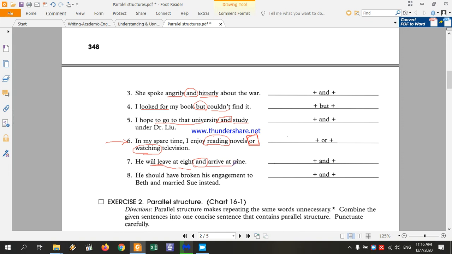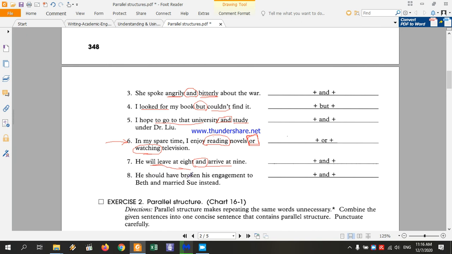We can say will arrive at 9, and will, the auxiliary, can be omitted since it's optional. We don't need to repeat the auxiliary in the second section of the sentence. We can say he will leave at 8 and will arrive at 9, or we can just say he will leave at 8 and arrive at 9.